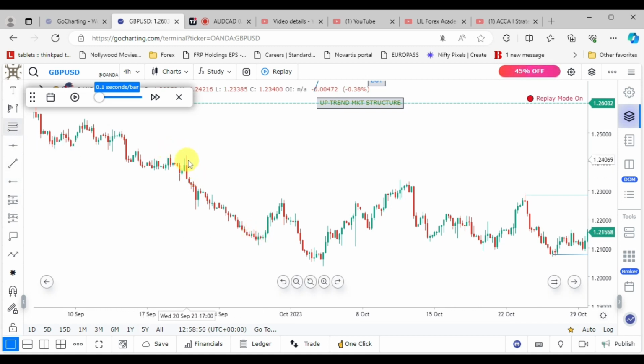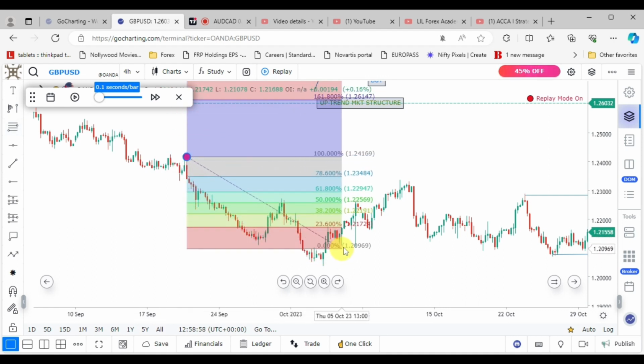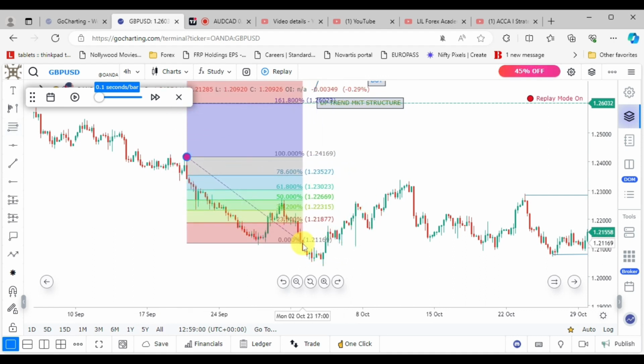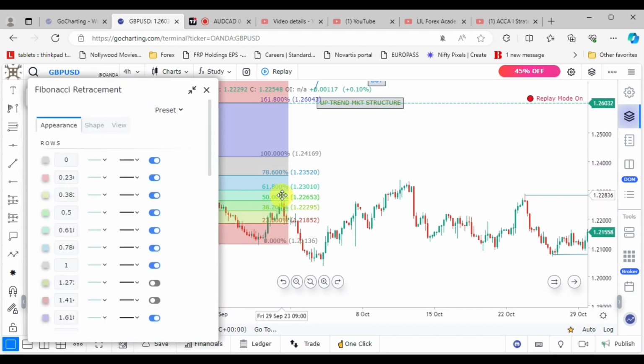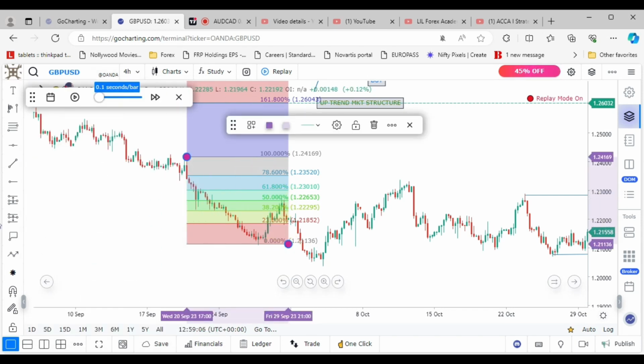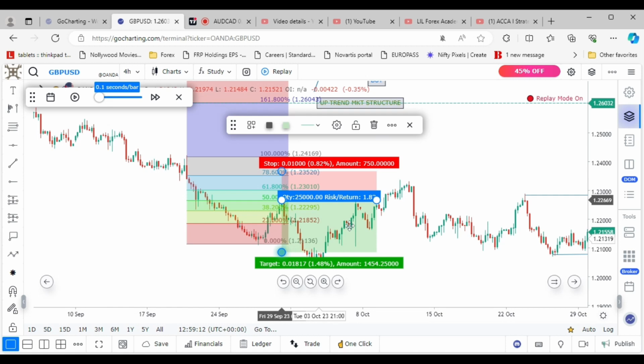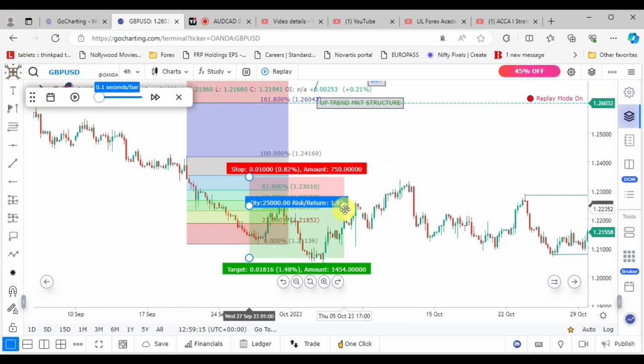Remember, in a downtrend, you start from the top, drag it to the low, okay, and then you wait for the market to pull back to your level 50 or 61, okay, and then you pick your sell. So in this instance, I would have taken a short position from level 50 or 61 down to the previous low, okay, something like this.